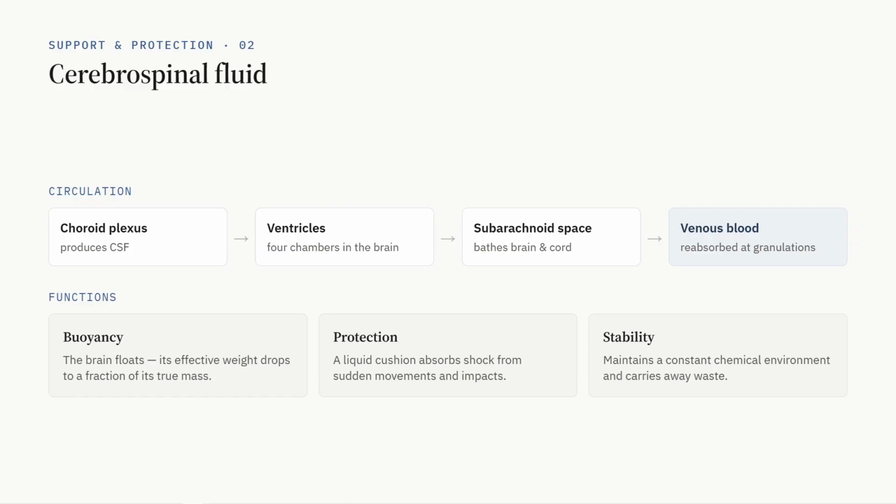And it does 3 jobs. Buoyancy. The brain effectively floats, dropping its felt weight to a fraction of its real mass, so it doesn't crush itself. Protection. The liquid layer absorbs shock when your head moves suddenly. And stability. It keeps the chemical environment around neurons constant and carries away waste. Buoyancy, protection, stability. 3 words that capture why this quiet fluid matters so much.